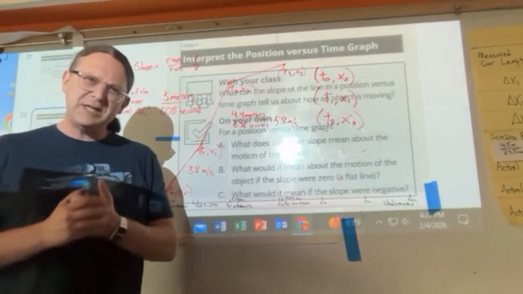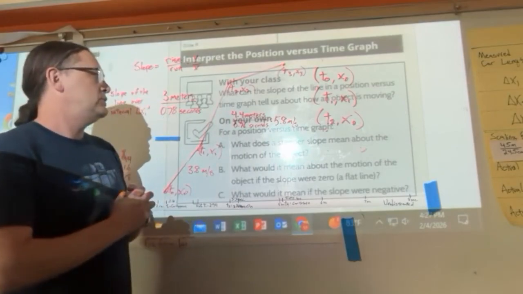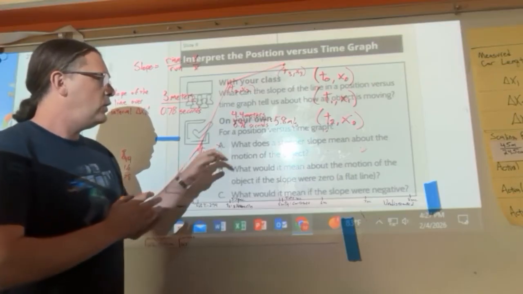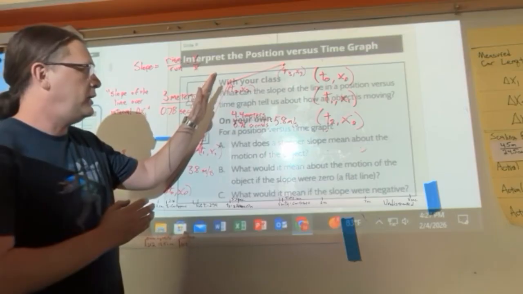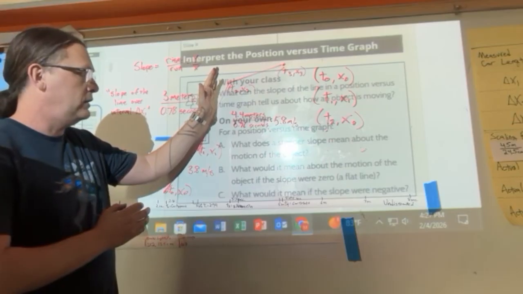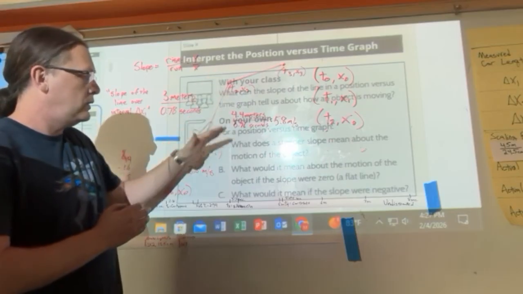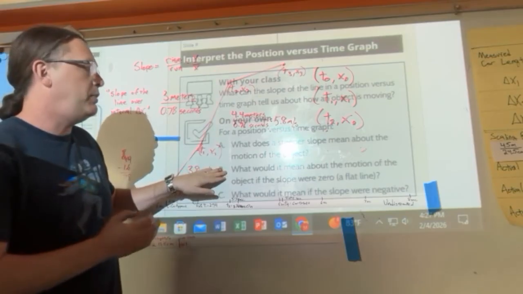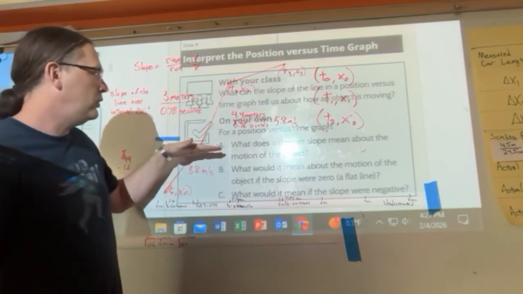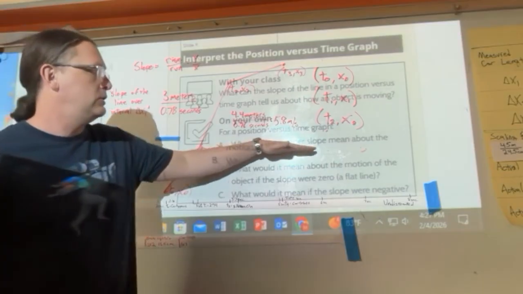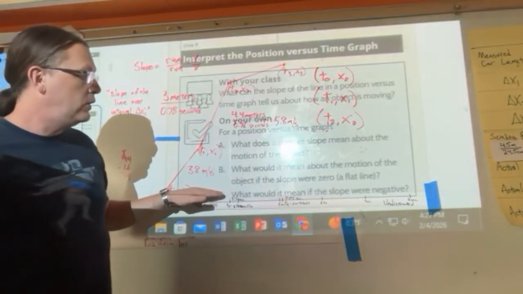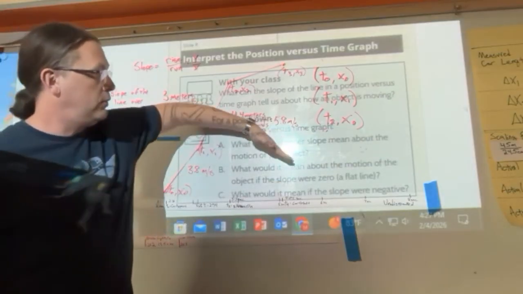So now, take the time on your own to answer these questions. For A, what does a steeper slope mean about the motion of the object? For B, what would it mean about the motion of the object if the slope were 0, or that it was a flat line? And C, what would it mean if the slope were negative?